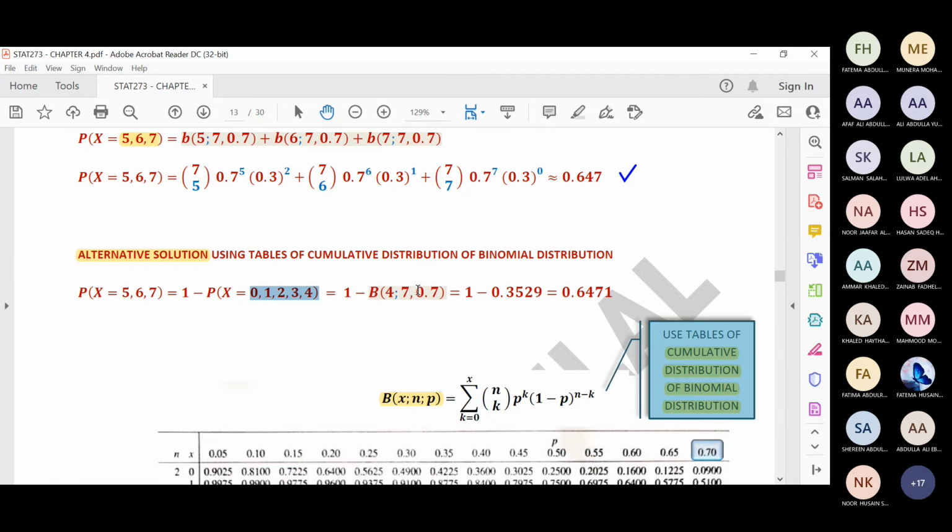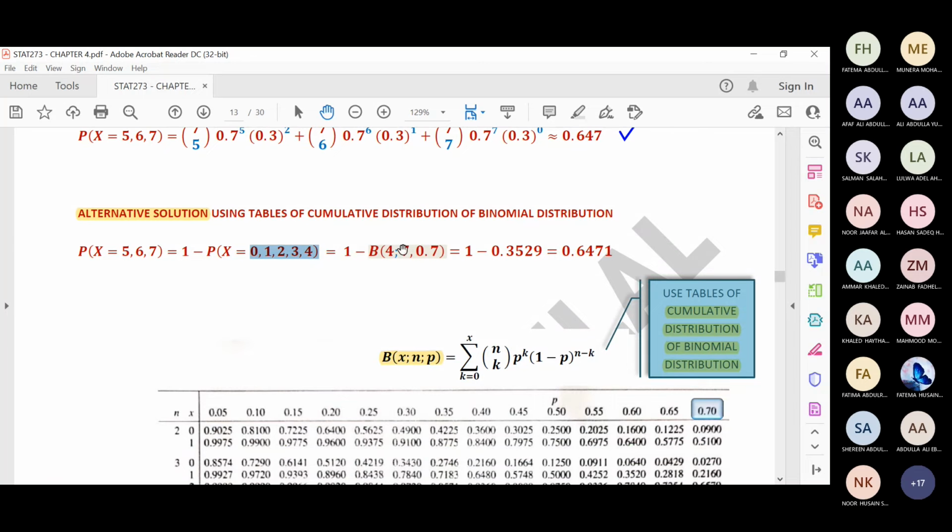I don't need the formula here; it is from the table. Let's read it again. What is N7? But be careful when you read it. The first one with the semicolon is X. Next, this is N. 0.7, this is P. So what is P? 0.7. I shaded it here.